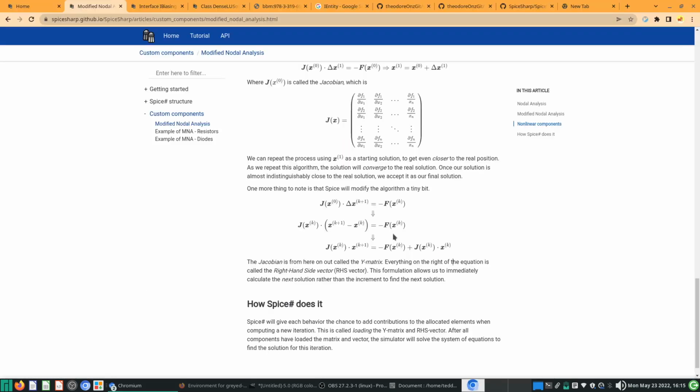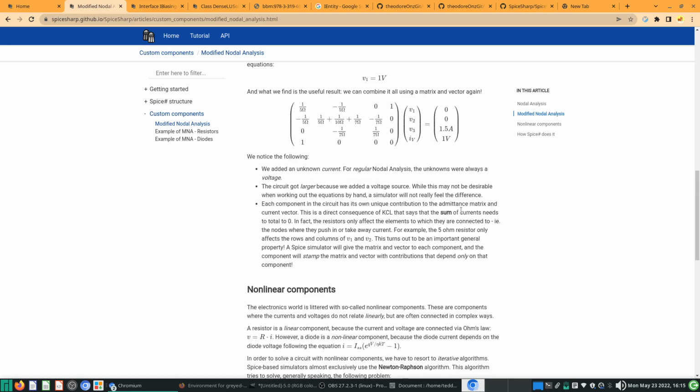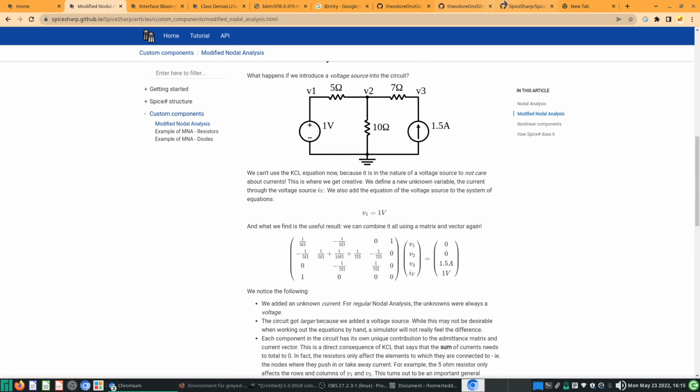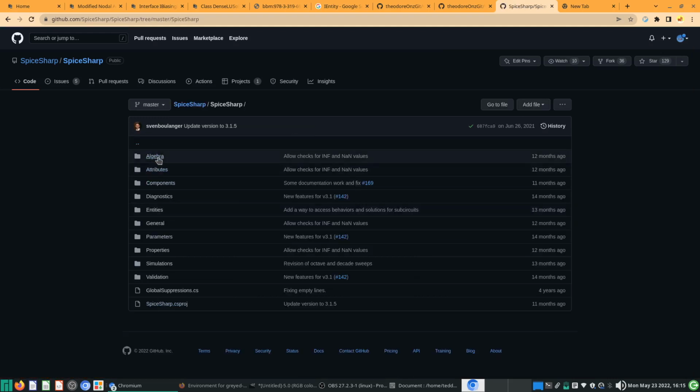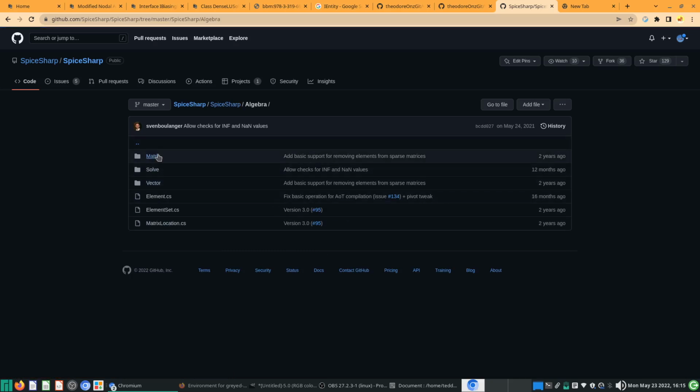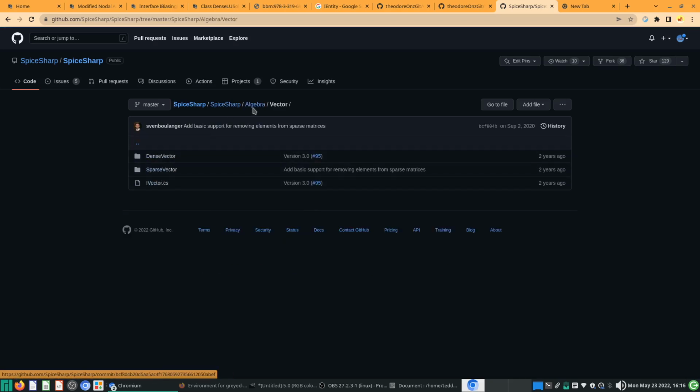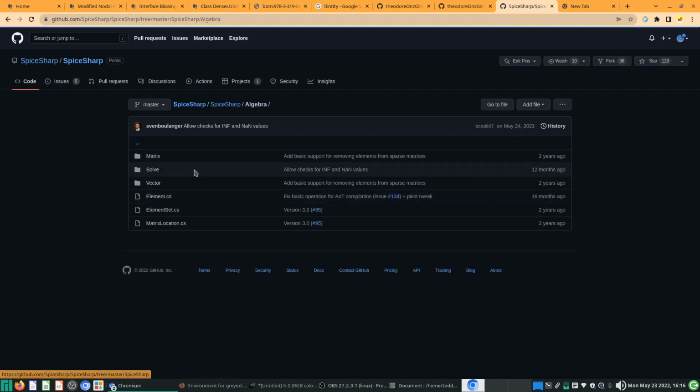Now this is the part where we start forming our matrix. So this system of equations actually forms our matrix. Okay, so what actually solves the matrix? The part of the source code where we actually solve the matrix is within Algebra. Algebra is where the matrix and vector classes are actually defined.